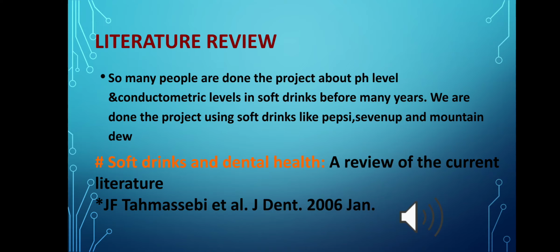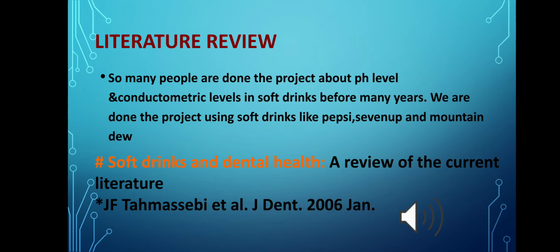The pH of 7-Up is 3.79, so it is also acidic and causes dental diseases, and it has a high content of fructose, causing heart tension, hypertension, and a blood pressure increase in our body. The pH of Mountain Dew is 3.3. It is also acidic. All these drinks damage our teeth.